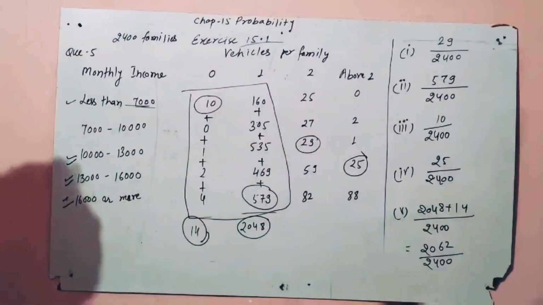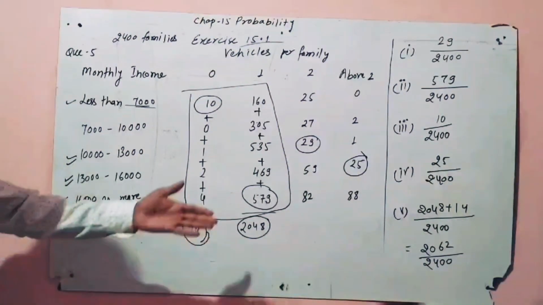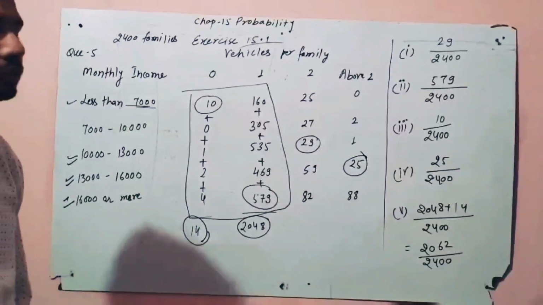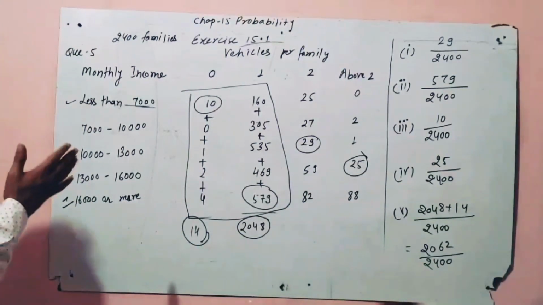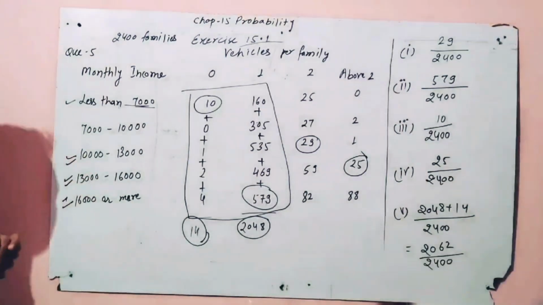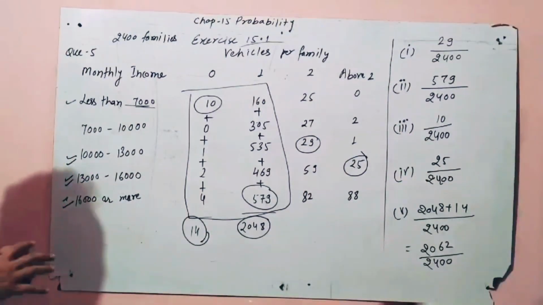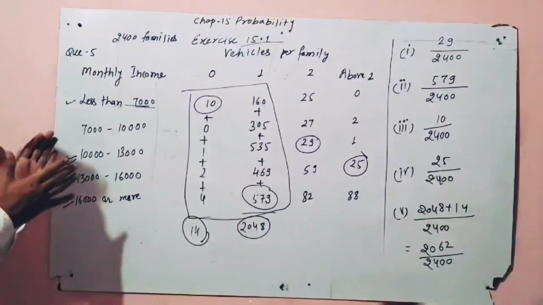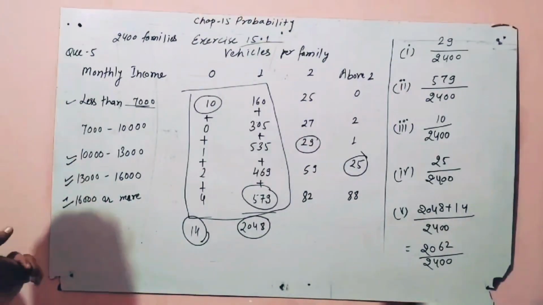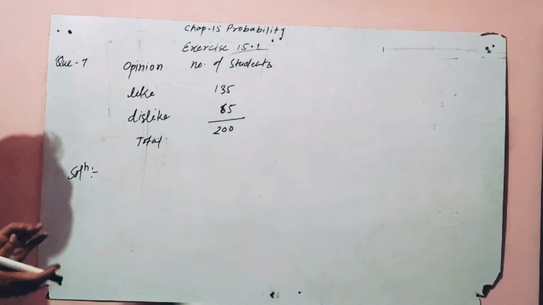So the total answer is 2062 upon 2400. If it is solved further by dividing by 2, you can solve it, but this question will be done like this. And it is an important question, students. Very nice question this is. So you need to understand this question. If you have any kind of query, you can ask me, okay?